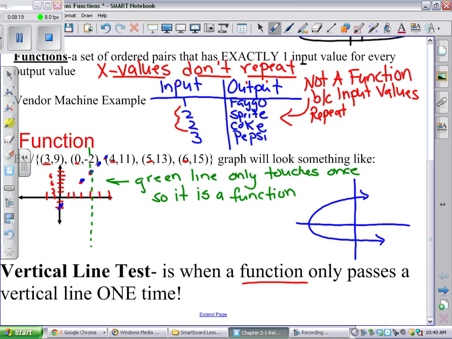Okay, so if we look at this graph, is this a function? Well, we need to draw a vertical line anywhere in the function, represented by my green line. And you'll notice that this line touches here and here. So because it touches more than once, this is not a function.